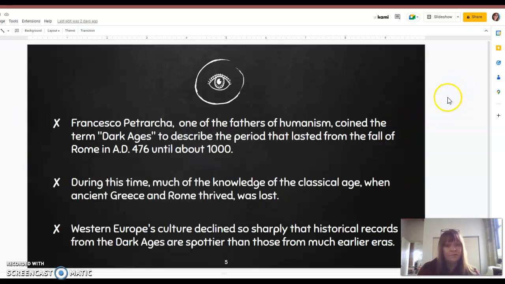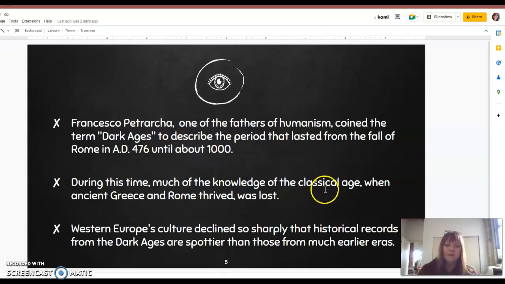So Francesco Petrarca, you might also hear him referred to just as Petrarch. He is one of the fathers of humanism. He also wrote lots of sonnets. He coined the term Dark Ages to describe this period that lasted from the fall of Rome in 476 AD until about 1000. Some people argue about what that time period actually is, but this is a loose reference, about 476 until about 1000.